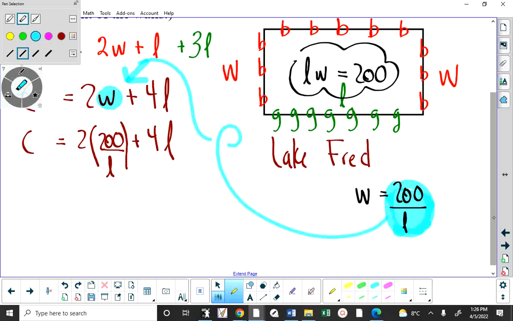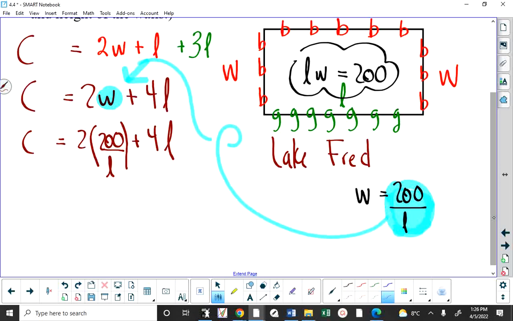To get that equation. So now we can simplify it, we can differentiate it, we could be done. So cost equals 400 L to the negative 1 plus 4L. Again, you don't want variables in the denominator of something that you're going to differentiate. You want it in the numerator to make your job easier.